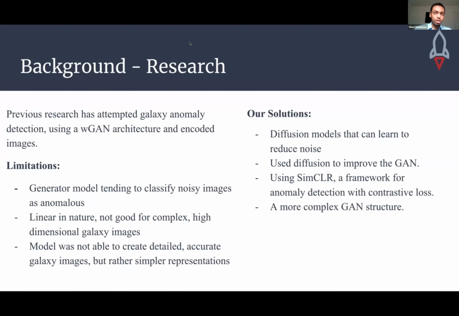Our solution would be to implement a diffusion model that can learn to reduce noise in the galaxy images, and then apply that diffusion model to our generator output so that we can improve our GAN overall, as well as using a SimCLR, which we'll talk about later on, for anomaly detection with contrastive loss, and generally just applying a more complex GAN structure.